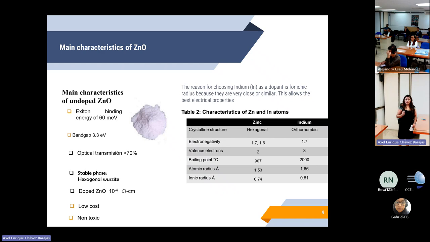Doping the zinc oxide can reach values of 10 to the minus 4 ohm centimeter, with low cost and non-toxicity. The reason for choosing indium as a dopant is the ionic radius, because they are very close or similar. This allows the best electrical properties.